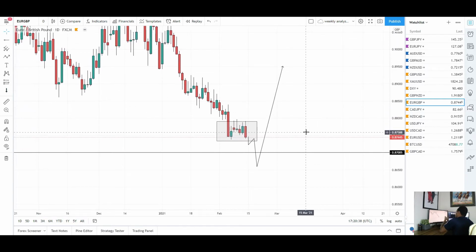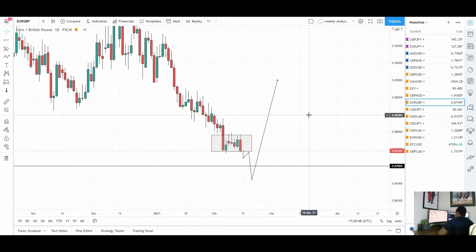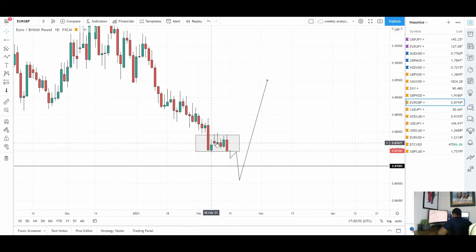So we haven't quite tested that support yet, so I think we could break out this consolidation to the downside, tap into 0.87, maybe wick out below, a bit of a false breakout, and then we might see a bigger push to the upside for this pair. But overall, we can see we are still looking bearish here. Not really much bullish price action there for Euro GBP, so probably favoring a break to the downside, tap into this level here, and then see a bigger push.